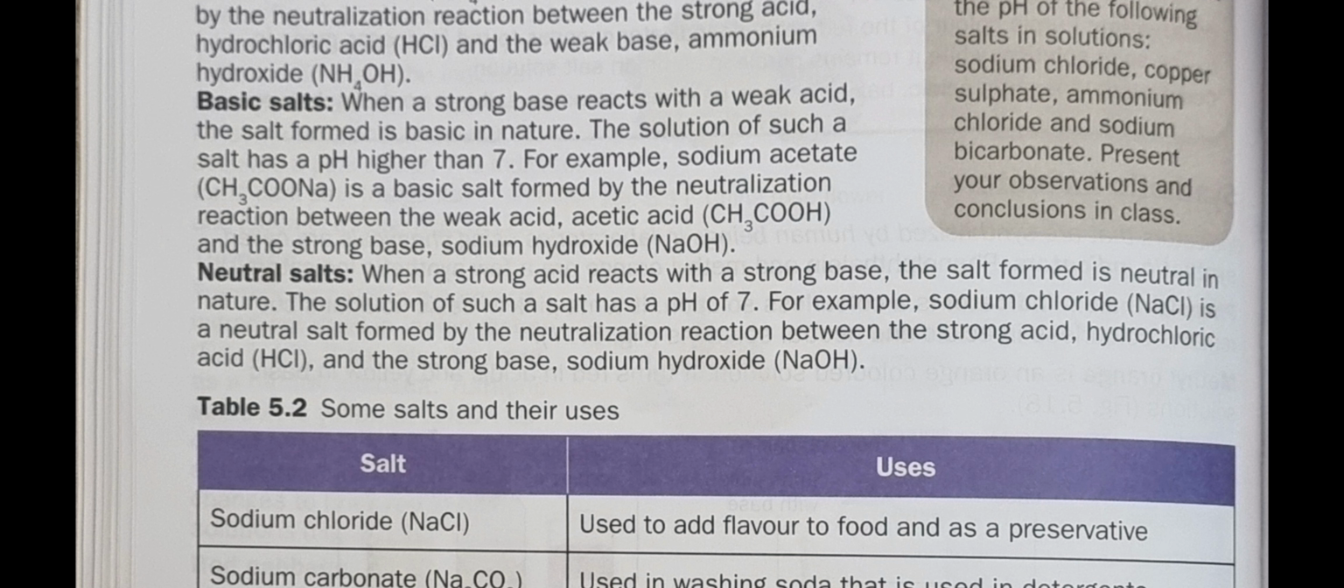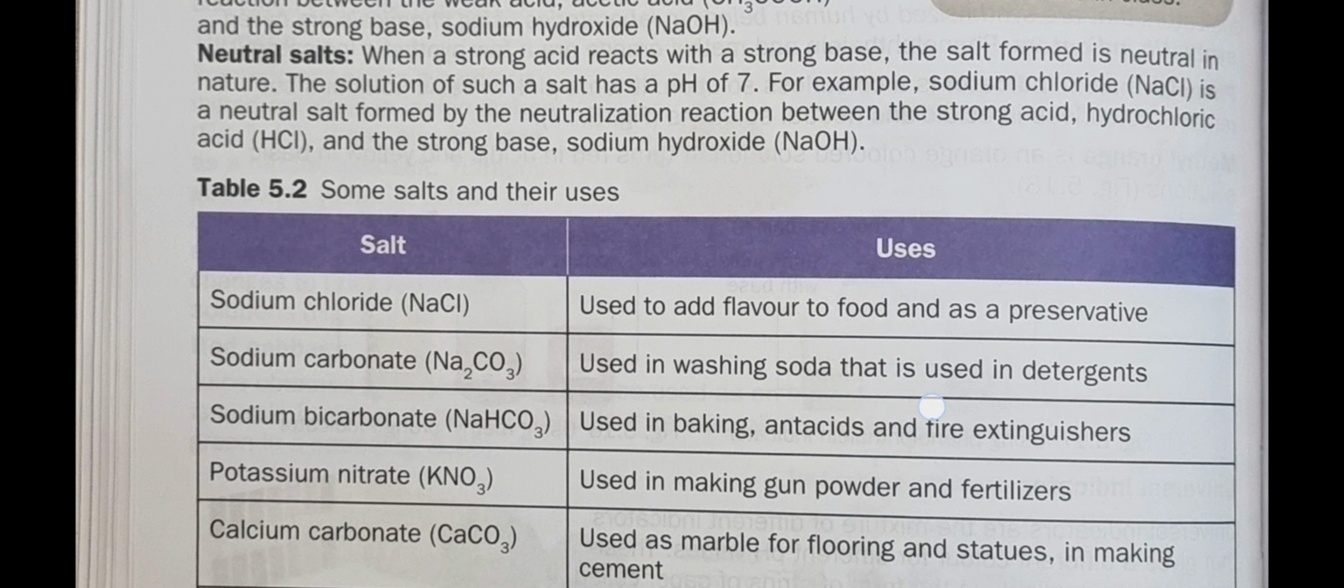That means a pH value higher than 7. And what is a neutral salt? When a strong acid reacts with a strong base, the salt formed is neutral in nature. The solution of such a salt has a pH of 7. For example, sodium chloride NaCl is a neutral salt formed by the neutralization reaction between the strong acid hydrochloric acid HCl and the strong base sodium hydroxide NaOH.